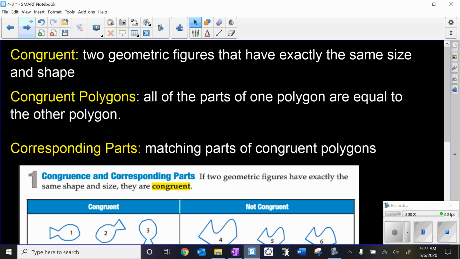Congruence is two geometric figures that have exactly the same size and shape. So when we look at congruent polygons, all the parts of one polygon are equal to the parts of the other polygon. When we match up those corresponding parts, or those matching parts of congruent polygons, we call those corresponding parts. So when I find a congruent angle in one triangle to another triangle, or polygon to another polygon, we're going to call those corresponding parts.